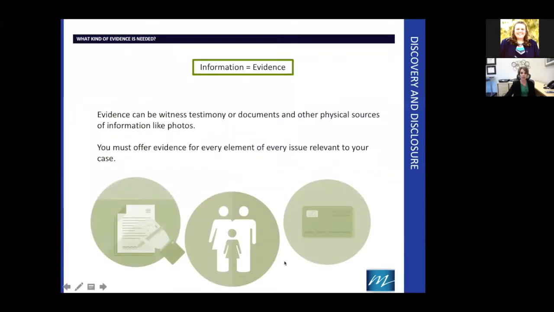Information is evidence. So let's start here. And this is a little difficult, so bear with me. You have to offer evidence to the judge for every element of every issue relevant to your case. Now, those are a lot of lawyer words, so I want to break it down.